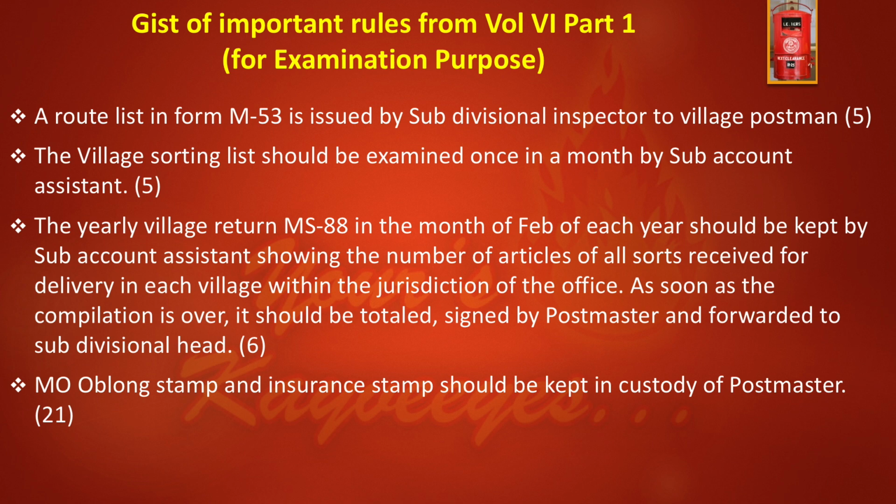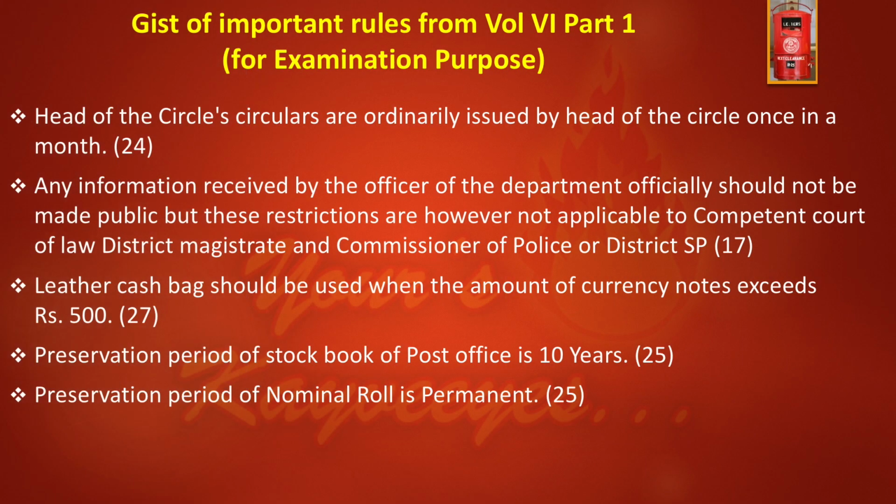Rule number 6. MO stamps and insurance stamps should always be kept in the custody of the postmaster. Rule number 21. This is very important. MO stamps and insurance stamps should be kept under the custody of the postmaster as per Rule 21. Head of circle circulars are ordinarily issued by the heads of circle once in a month as per Rule 24. Nowadays they are not issuing the circulars, but as per the rule they should issue once in a month.